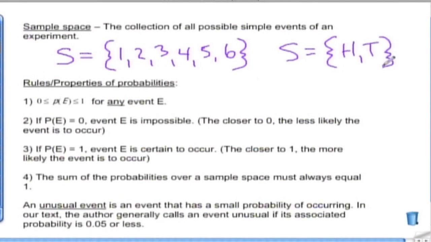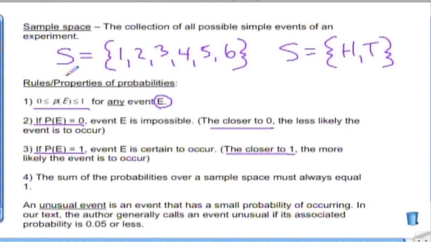There are some rules of probabilities. Probabilities are always numbers between 0 and 1, as we discussed, for any event. Doesn't matter what the event is. If the probability of event E is 0, event E is impossible. And if the probability of event E is 1, event E is certain to occur. So the closer the probability is to 0, the less likely the event is to occur. The closer to 1, the more likely the event is to occur.